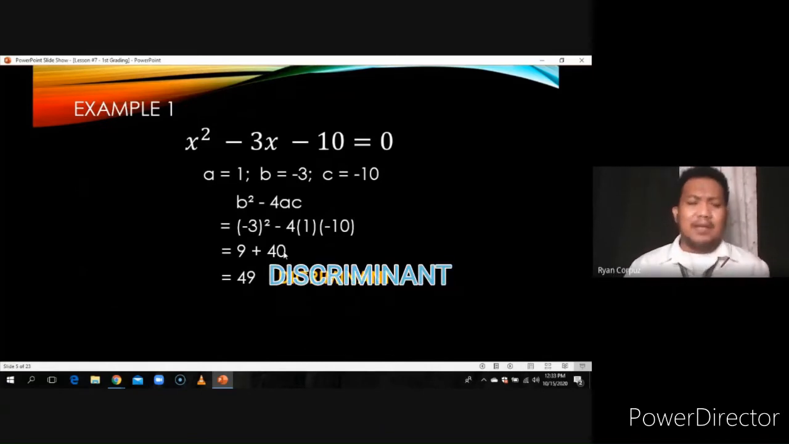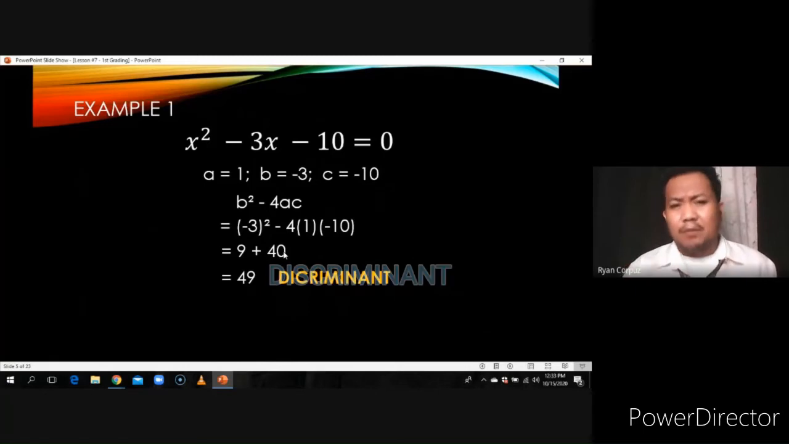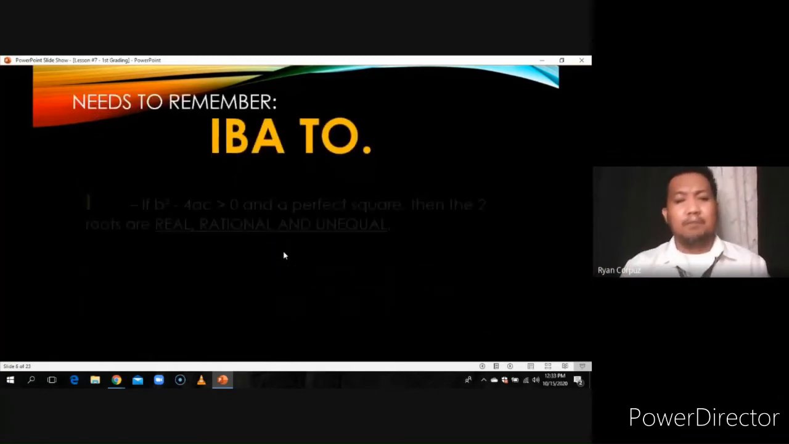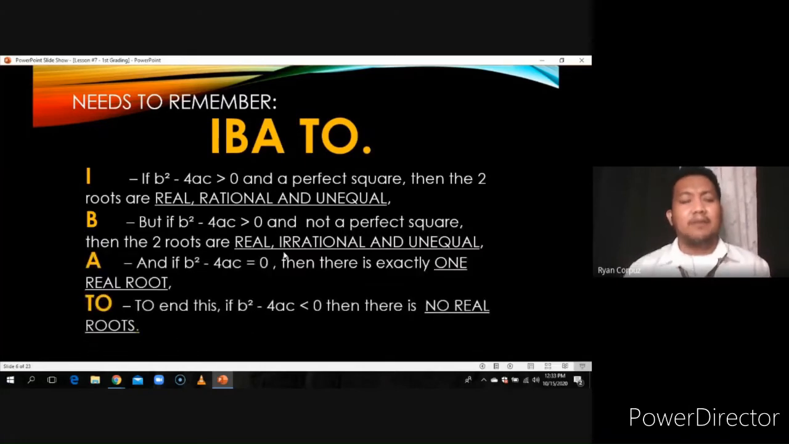Now, with the help of that number, we are going to identify the nature of the roots of the given quadratic equation. So, what is 49? Let's go back to the steps in the needs to remember. 49 is a positive number. There are only two choices for a positive number: is 49 a perfect square or a non-perfect square? So, 49 is a perfect square.